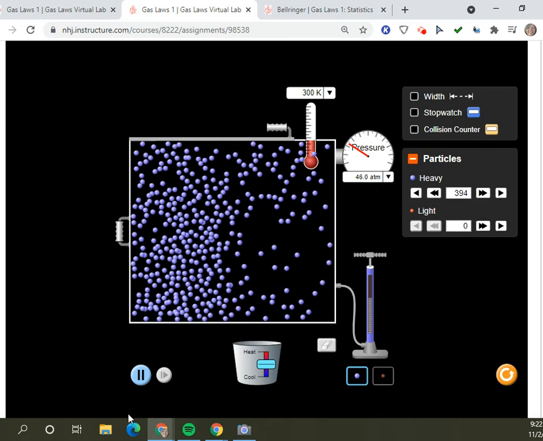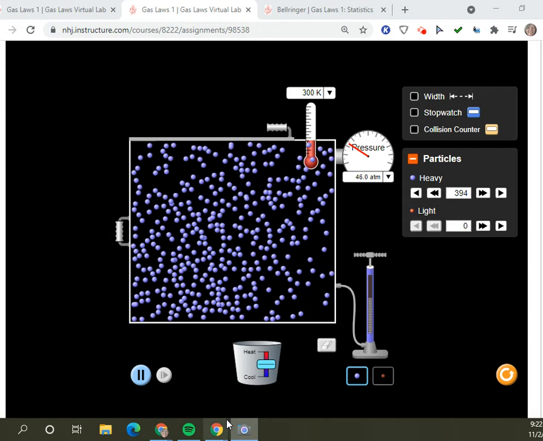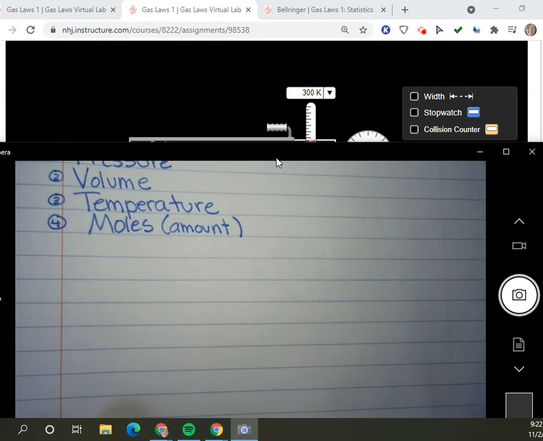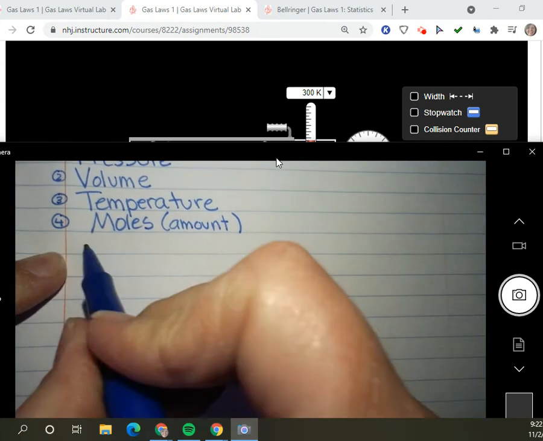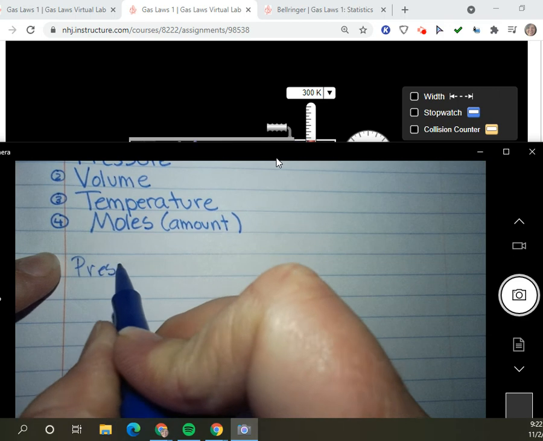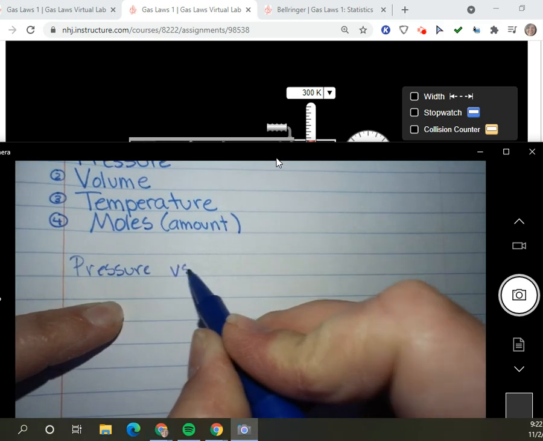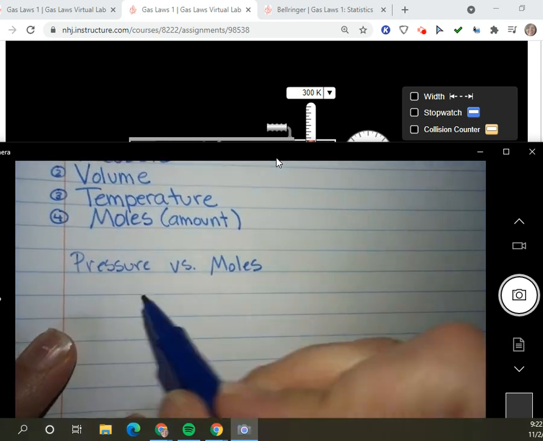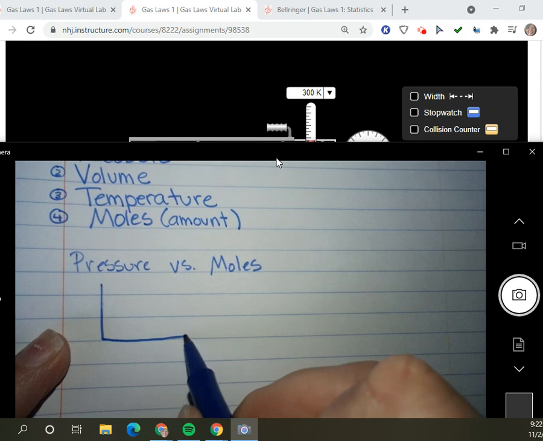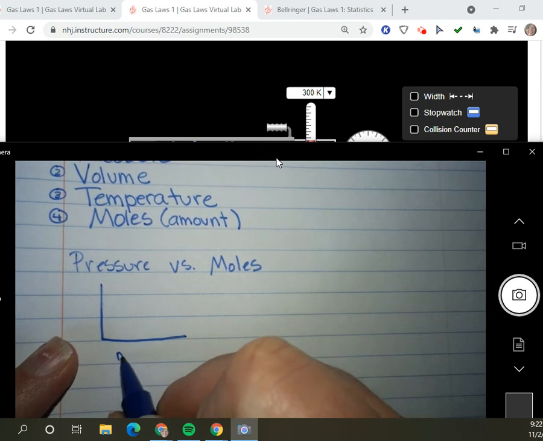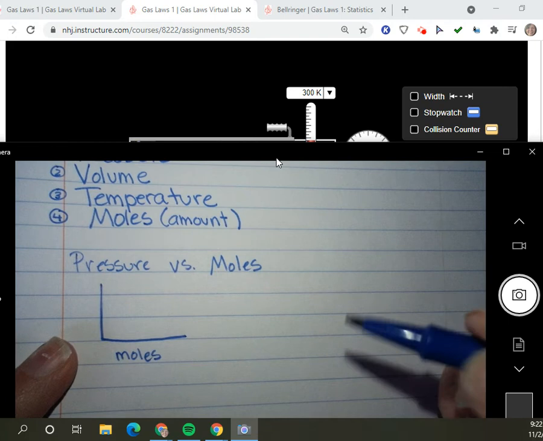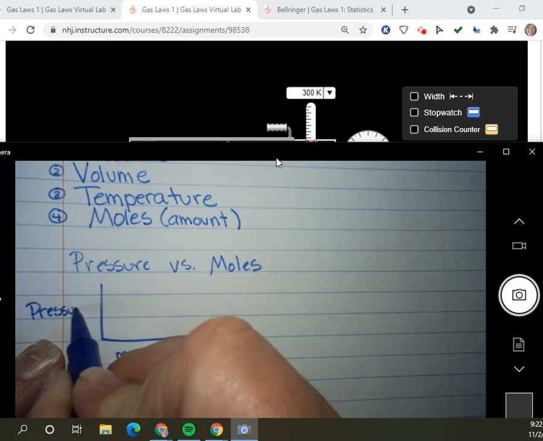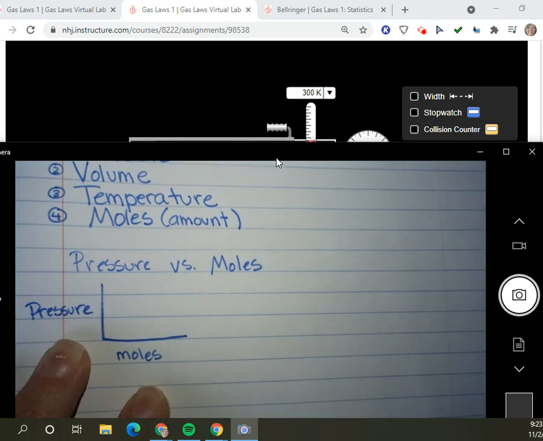Let's go into our notebook and make kind of a visual for our pressure and moles. So I'm going to go ahead and write pressure and moles. And I'm not going to actually put numbers on my graph. I'm just going to make kind of a generic graph. I'm going to put moles on the x-axis, and we'll put pressure over here. We don't even need units for our relationship graph, for our generic graph that we have here.